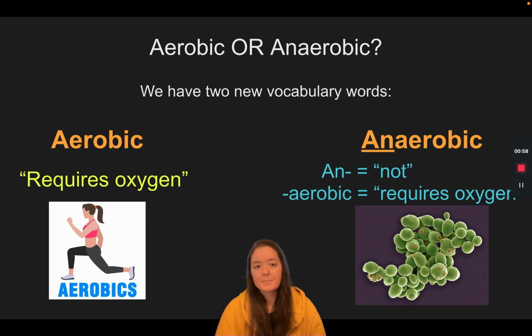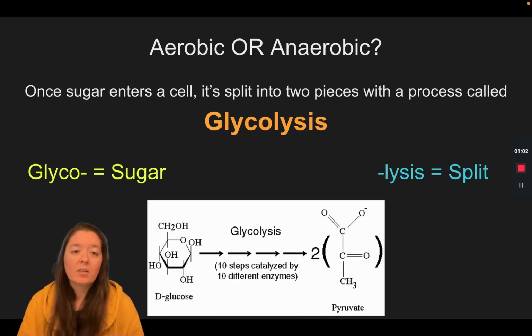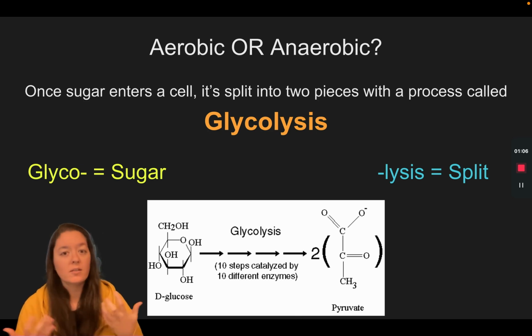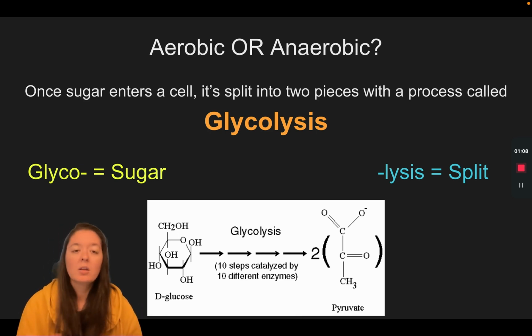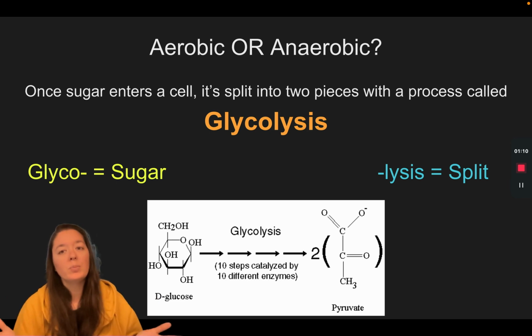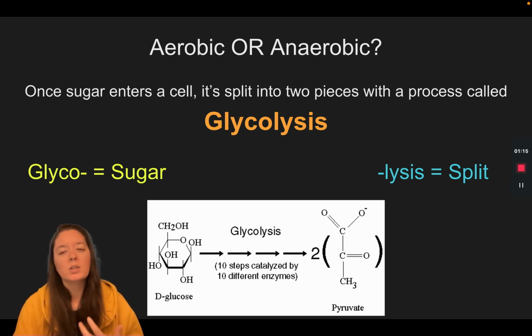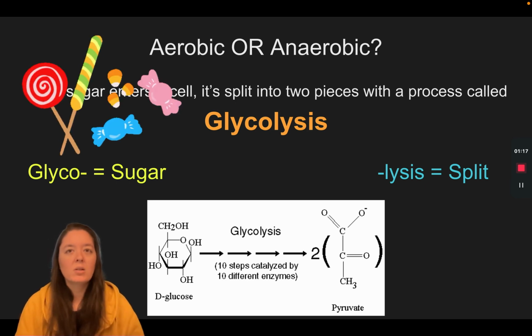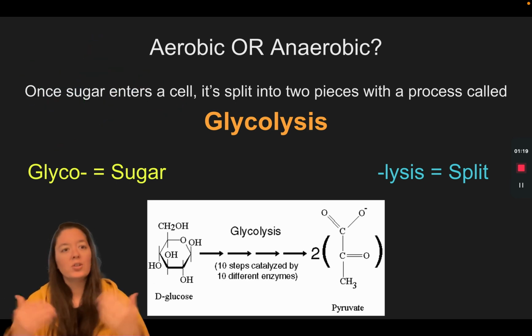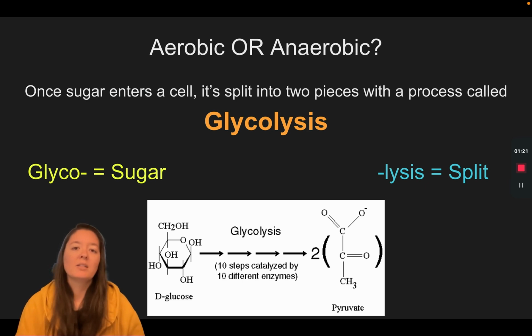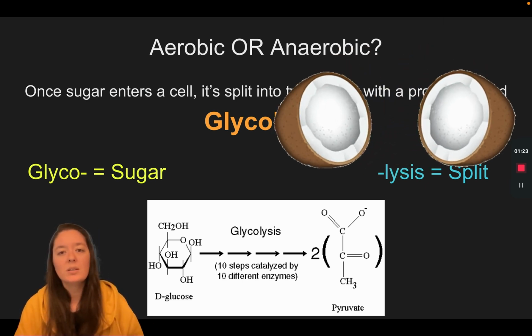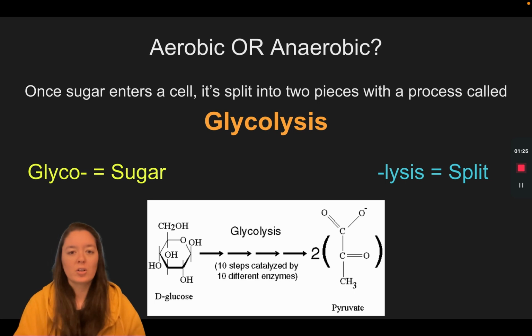It's the opposite. So when we're talking about glycolysis, once sugar comes into a cell, sugar is fuel, carbohydrates store energy, it is split into two pieces, and that's what's happening during glycolysis. To break down that word to understand it a little bit better, glyco means sugar, so when the sugar enters the cell, it is being split, or lysis means to split, so we're splitting apart sugar.